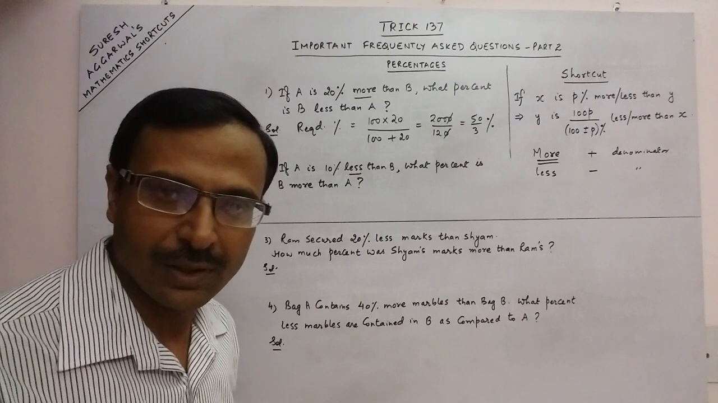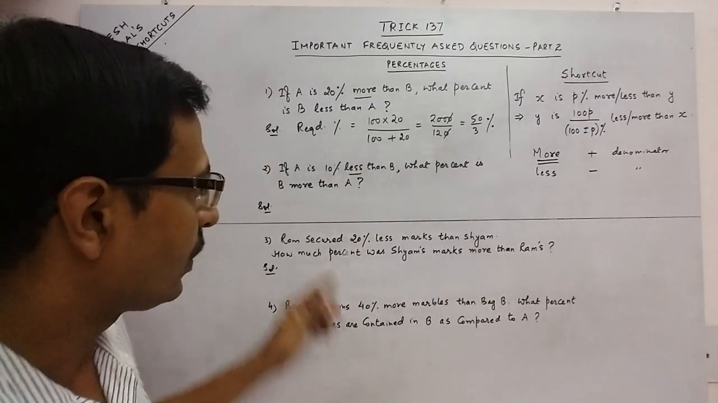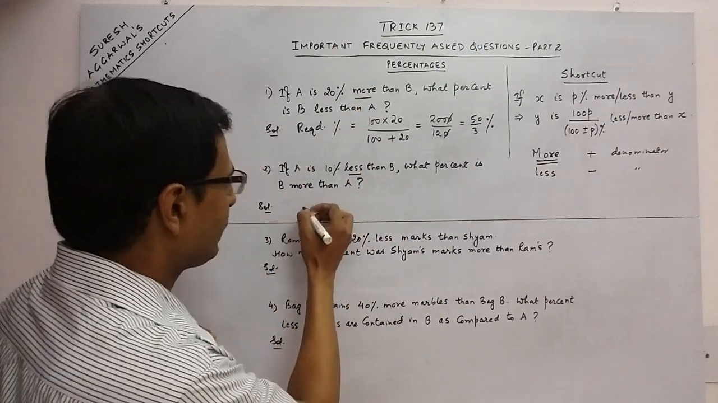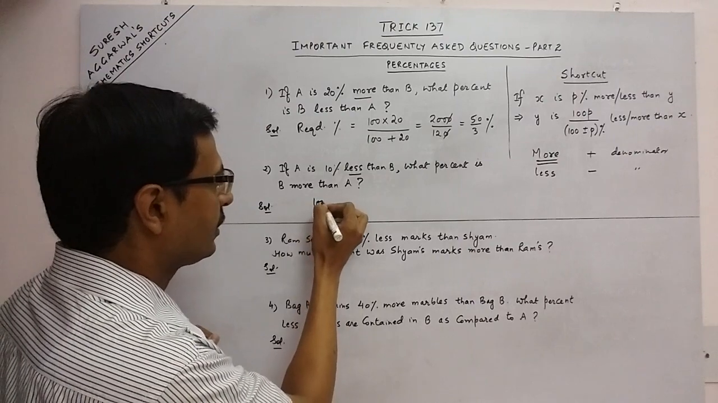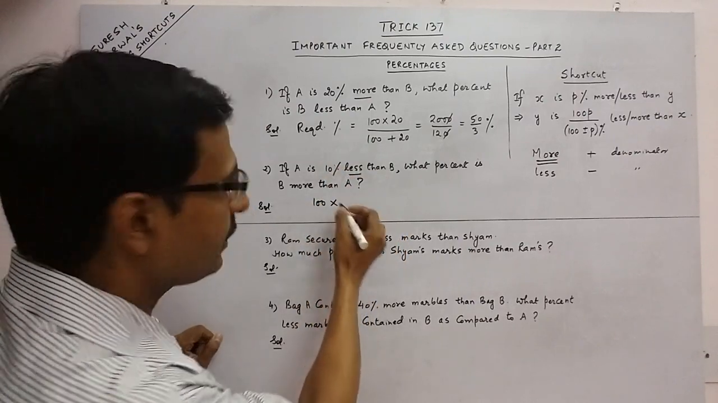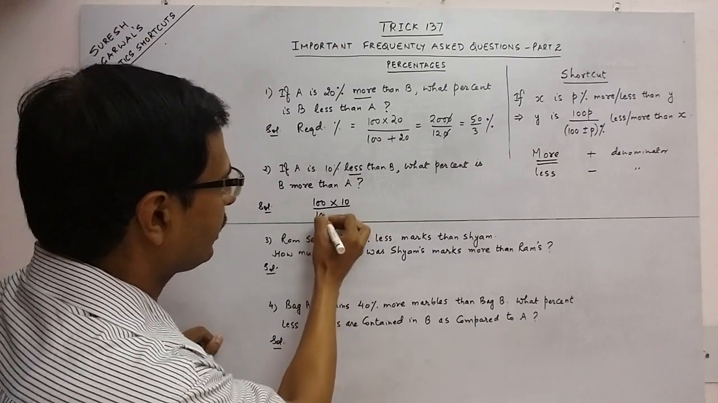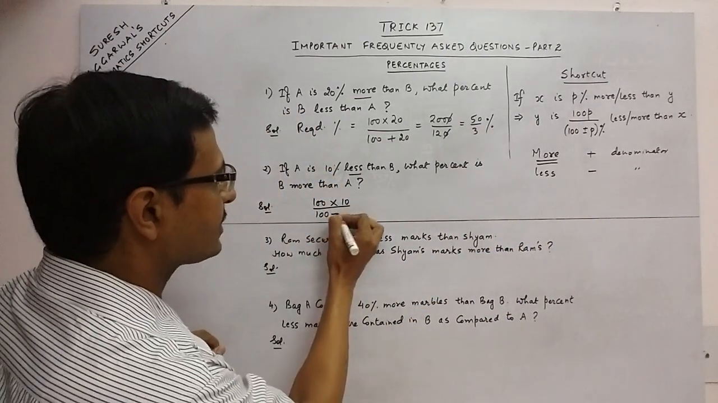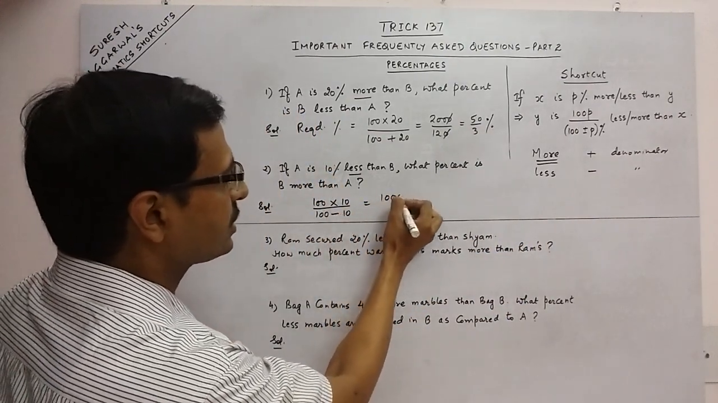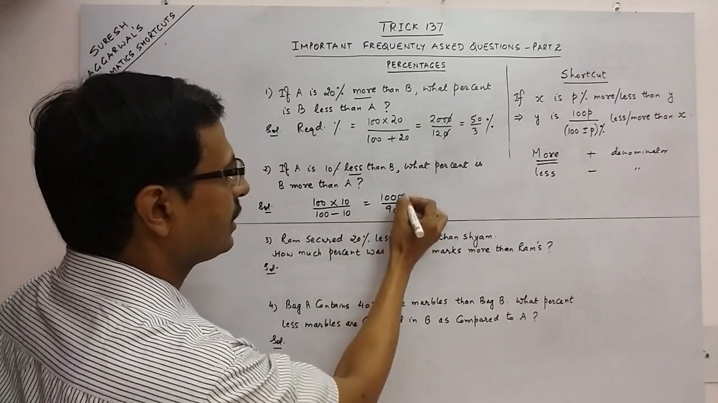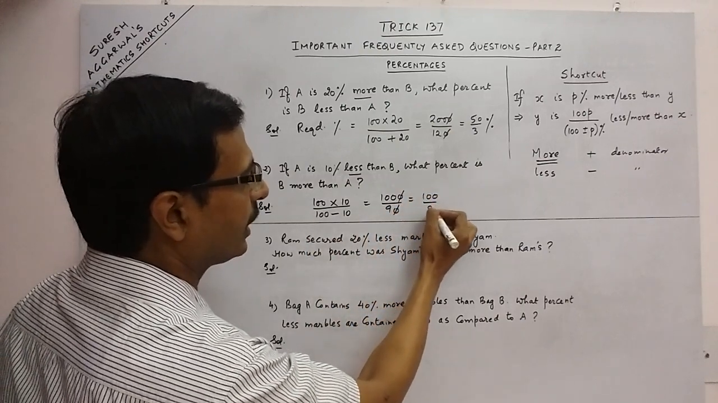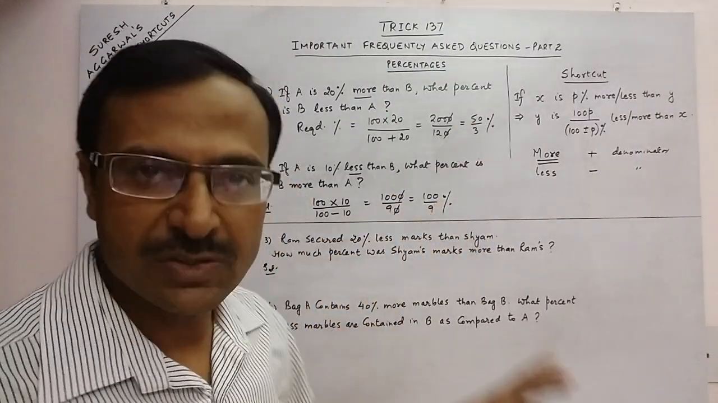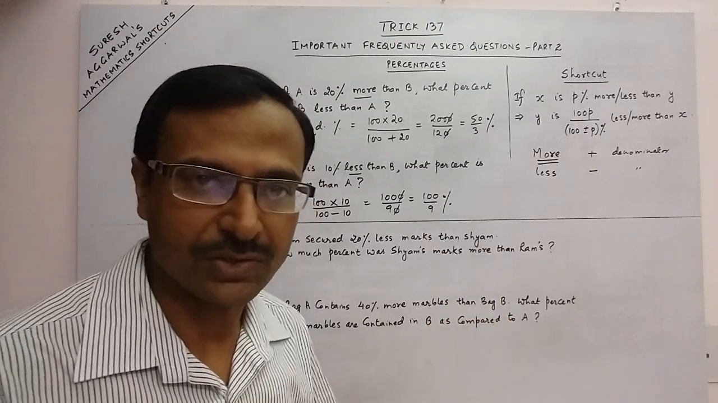Similar problems can be solved using this shortcut. Again, now here in place of more, we have less. So required percentage is 100 into P. P is 10 here, upon 100. Since we have the word less, less means negative sign, so we have a negative sign. So this is 1000 upon 90. 10 cancels out, and 100 upon 9% is your answer. Obviously you can convert all these fractions into mixed fractions if your answer is given in mixed fraction.